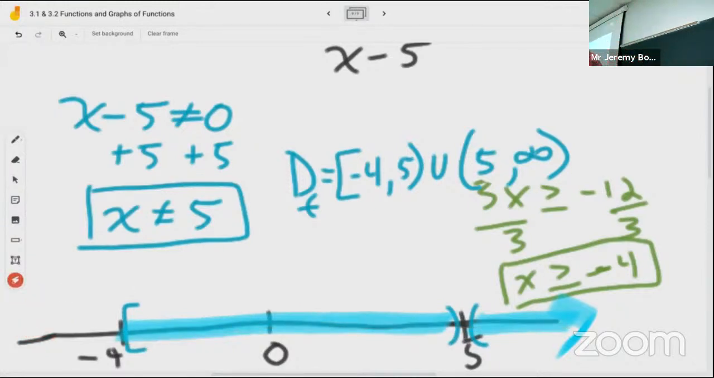So if one of your restrictions takes away one of the whole other ones, you just don't have to worry about it. So it is a possible thing that could happen. If this would have been x plus 5 in the denominator, you would just have from negative 4 to infinity. Because the negative 5 was outside of that reach anyways. So that's one of the things that can happen.